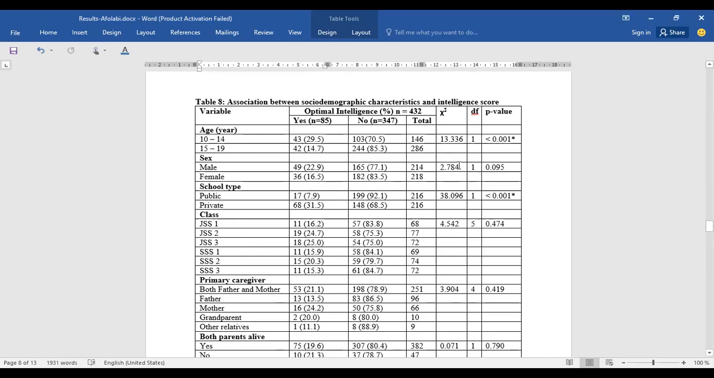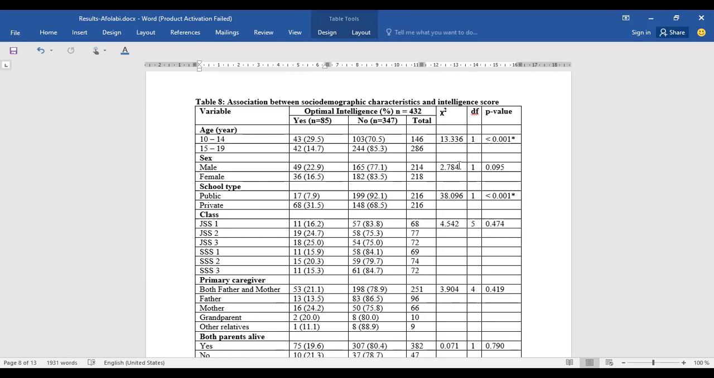But you cannot quantify here because it's the odds ratio that we are able to quantify. You didn't do odds ratio yet. So it's just an association. Just to tell you that more of the age group 10 to 14 have optimal intelligence than age group 15 to 19. It's the same thing with more private have optimal intelligence than public.